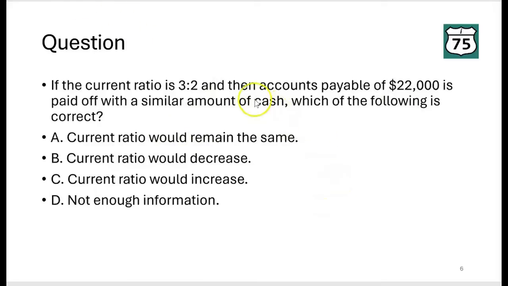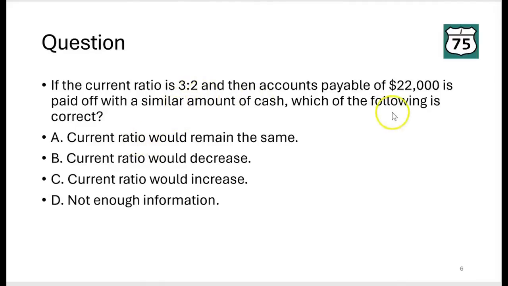So the difference here is both sides of the ratio are going down by $22,000. Accounts payable is going down. We're using cash to pay it off. So accounts payable, a current liability, is down, and cash is down. And both current assets and current liabilities are going down by the same amount. And the ratio is starting at 3 to 2.